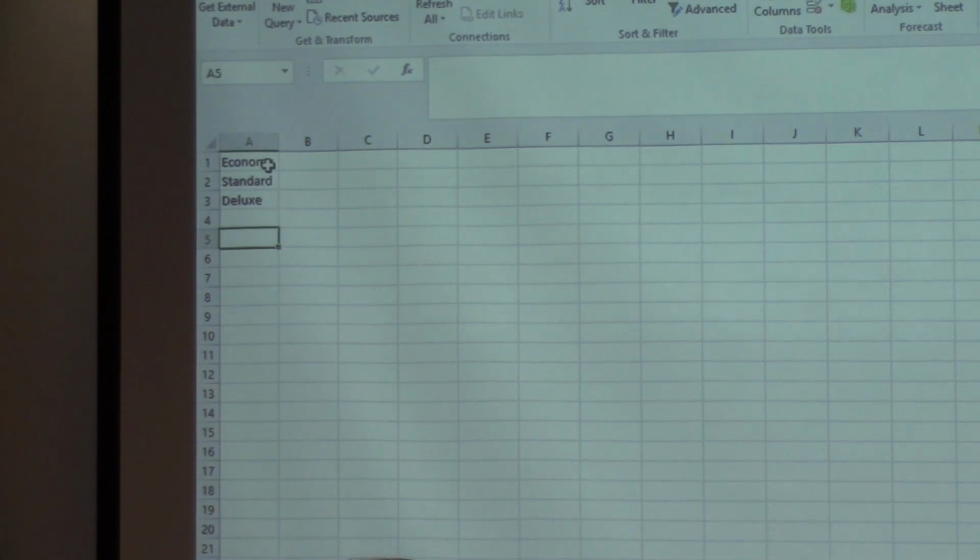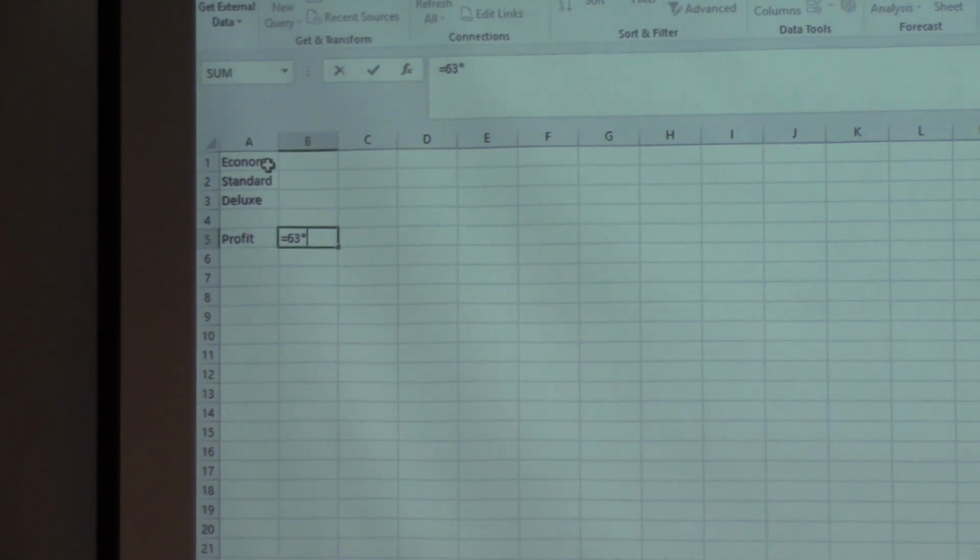And then what are we trying to do? What's our goal? Maximize profit. So I'm just going to write that out here. What is the profit for this problem? 63 times B1 plus 95 times B2 plus 135 times B3. All right? So now it's a lot more clear what we're trying to do. And now we can put our constraints in here.